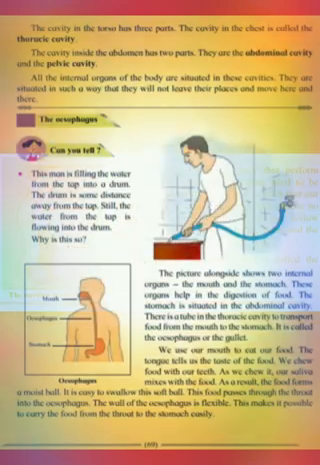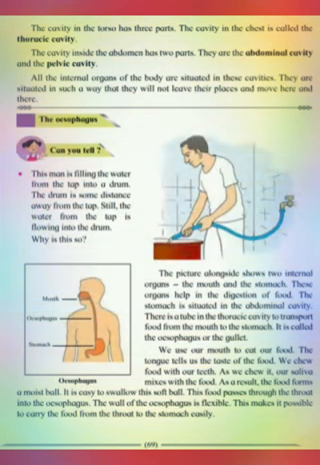The cavity in the torso has three parts. The cavity in the chest is called the thoracic cavity. The cavity inside the abdomen has two parts. They are the abdominal cavity and the pelvic cavity. All the internal organs of the body are situated in these cavities. They are situated in such a way that they will not leave their places and move here and there.